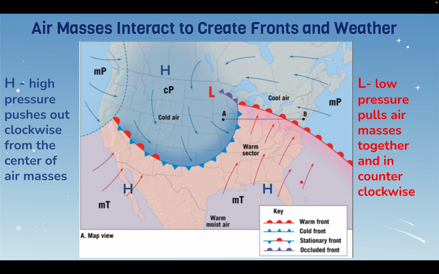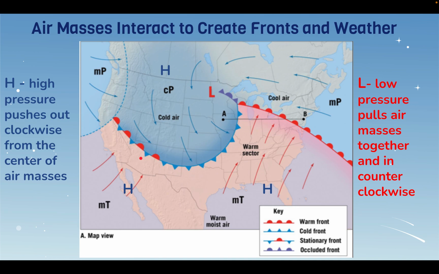So how does this create fronts and weather? If we look here at the high pressure, these air masses are going to push out clockwise from the center of the air mass. So it's going to kind of push this way. And then down here in the southern United States, the low pressure pulls air masses together in a counterclockwise formation. So basically these air masses in the north are kind of attracted to, or end up interacting with, these air masses down here.